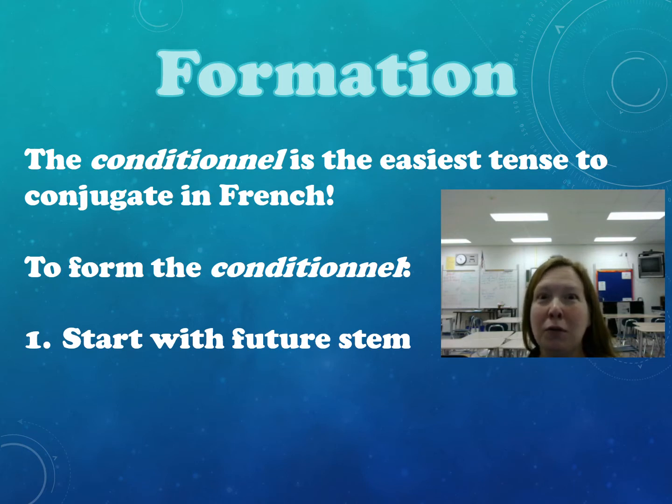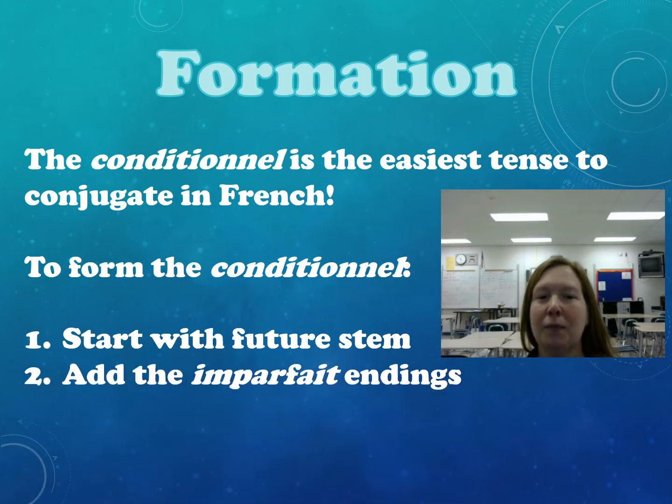Whatever you would use for the future, whether it's regular or irregular, if it has a spelling change, that's what you're going to use to start the conditionnel. And ready for this? Then you're going to add your imperfect endings. So you don't even have any new endings to memorize. You are simply going to use all of the endings from the imperfect that you should already know from when we learned the imperfect.